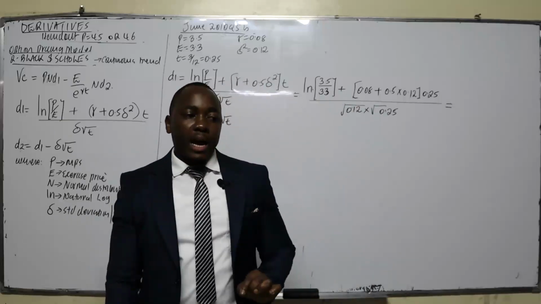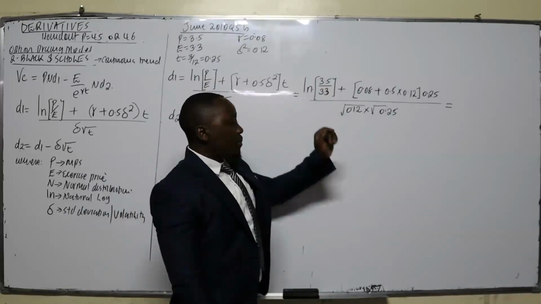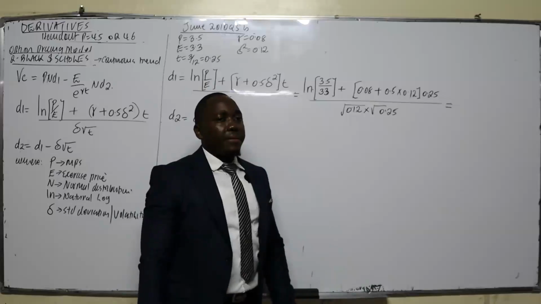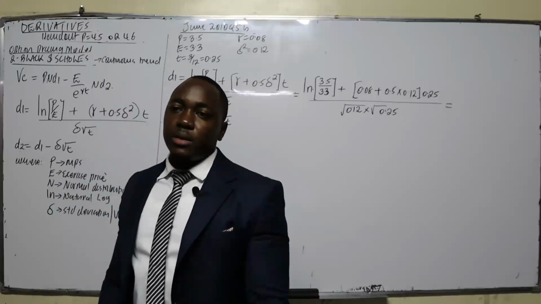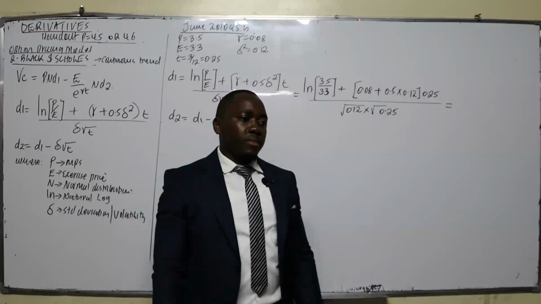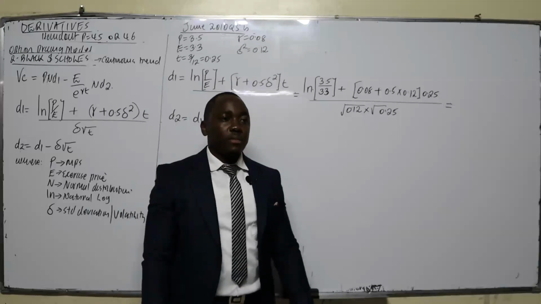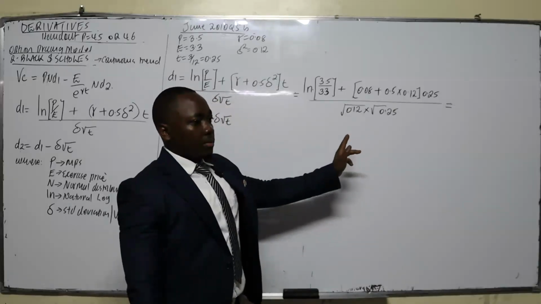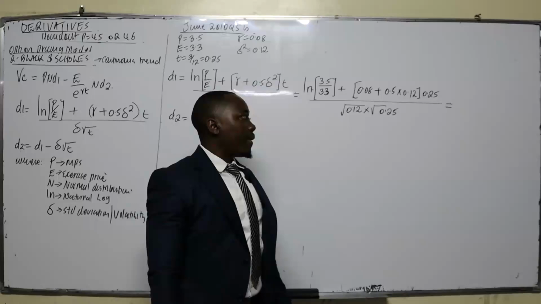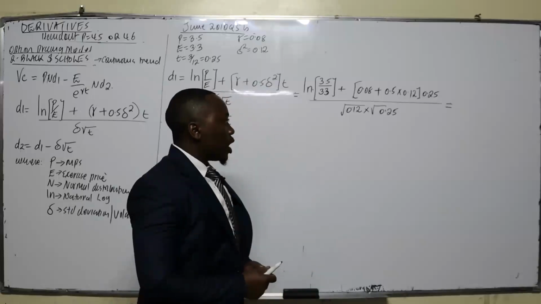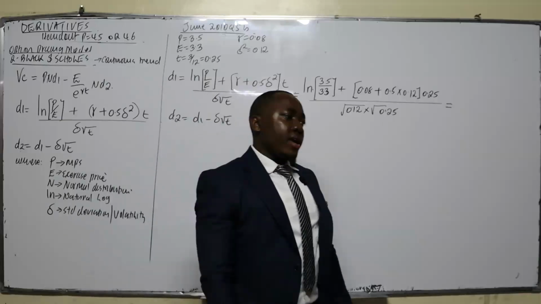natural log, press ln. Don't press shift. Press natural log, ln. Open the bracket, 3.5 divided by 3.3. Close the bracket. Equals. Answer divided by, open the bracket, square root of 0.12 times square root of 0.25, close the bracket, press equals.